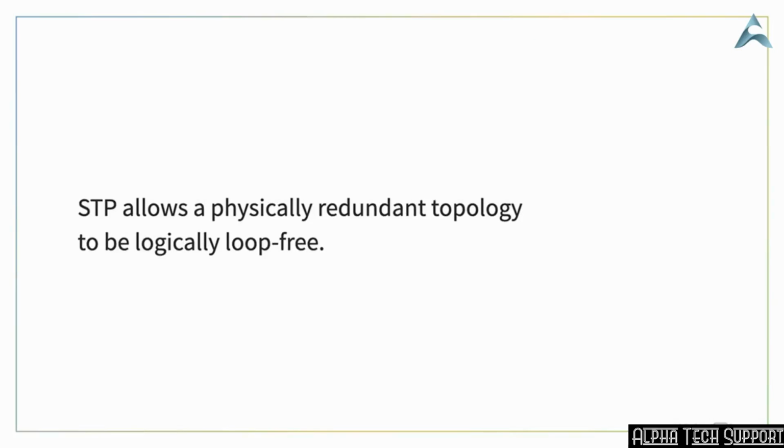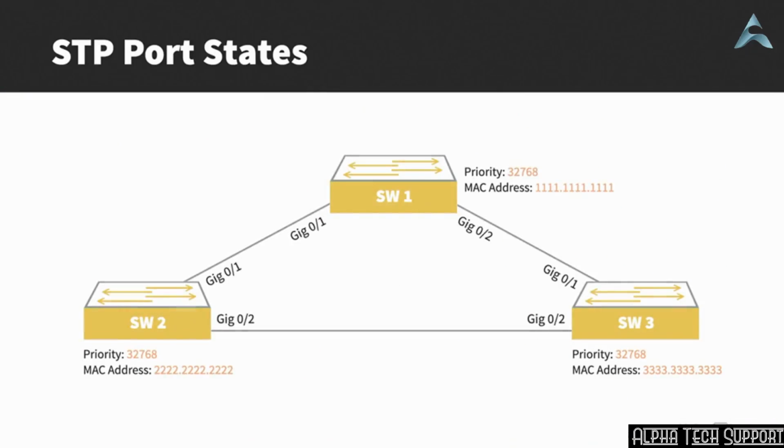So if one link goes down, another link can take over, but we know it's going to give us a loop-free logical topology where traffic is not going to circulate endlessly. But in order for that to happen, we have to have one or more ports not forwarding frames. And what we're going to do in this video is take a sample topology like the one we see here and identify the roles played by the different switches and the different ports.